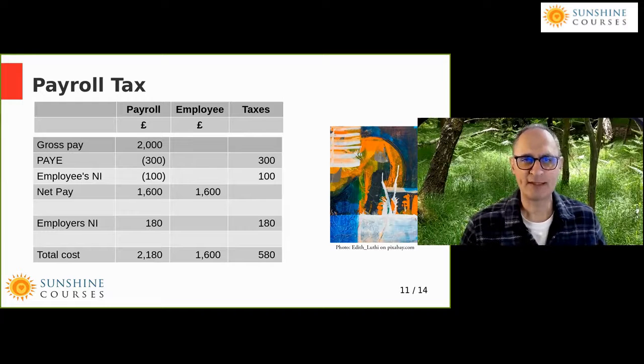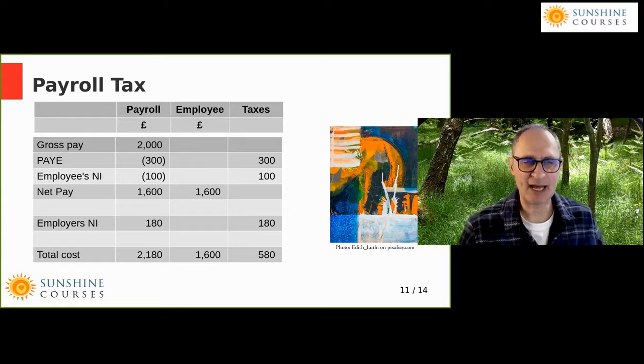The payroll taxes, in this case, there's three separate taxes. This is the way the tax works. The first tax that's paid on the payroll tax is a tax that's due by our employee. And in the UK, we call it pay as you earn tax. And in this case, it's £300. And the government say, I want you to deduct, the company or the employer must deduct that £300 from the pay before you pay it to the employee. I'll come back to that in a minute.